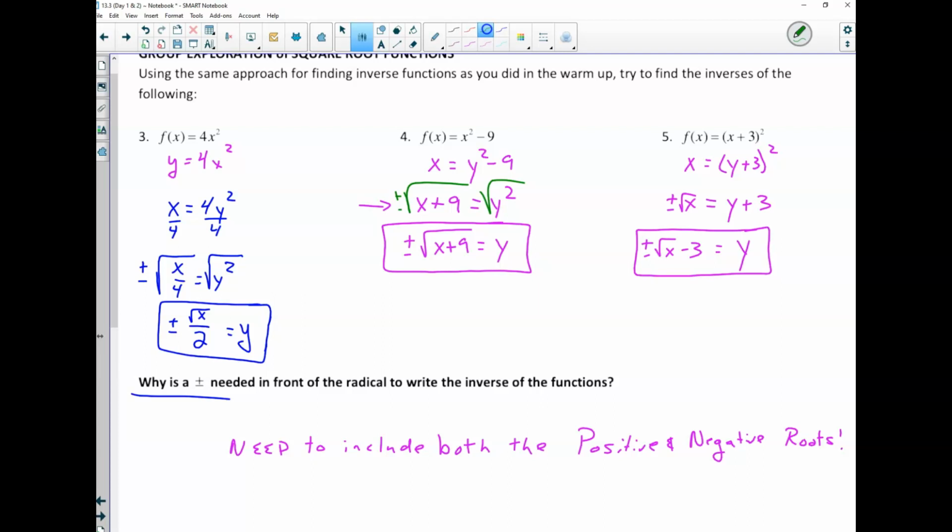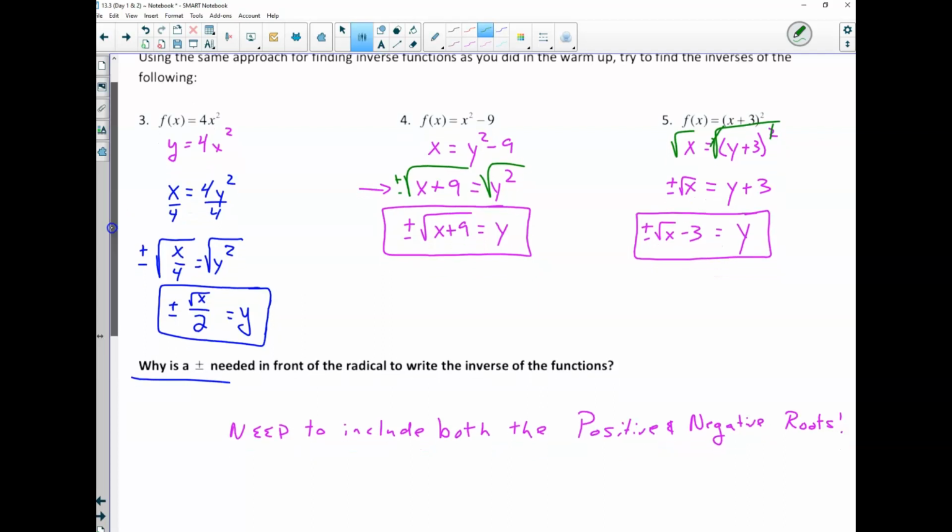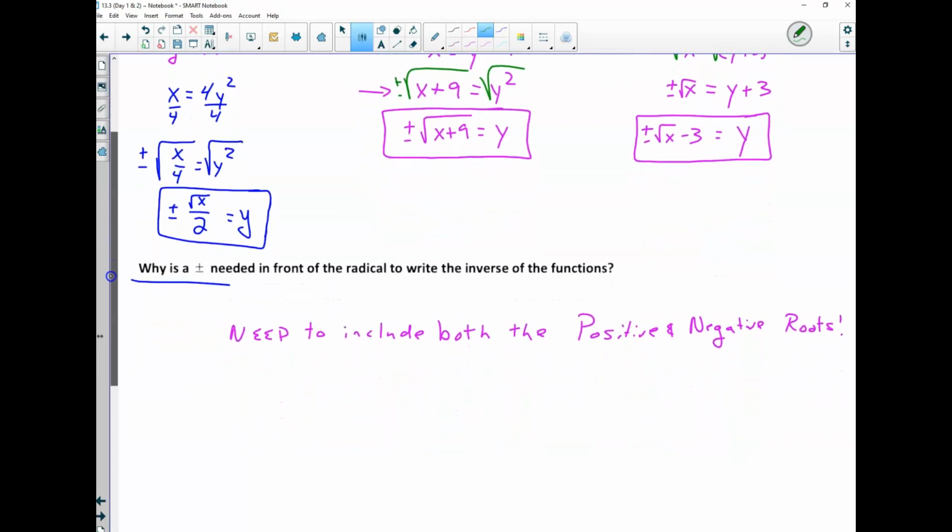Now, number 5 is a little bit different, because before I can get in here, I need to square root, because the square root gets rid of that squared. That's why it's plus or minus the square root of x. Then I've got to subtract 3 over. That's why it's plus or minus the square root of x minus 3 equals y. So there's actually two parts of the graph that are coming out of here, and you'll see what I mean in a little bit. Why is a plus or minus needed in front of the radical to write the inverse of the functions?